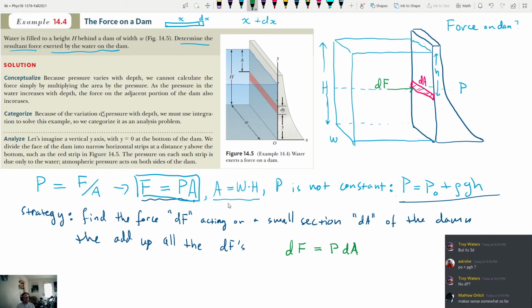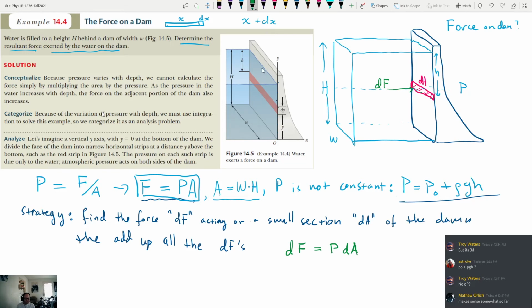Yeah, no dP, why not? Well, the reason is that all along this particular strip, dA, the pressure is constant, right? Even though the pressure changes with height, all along that strip, because I made a lateral or horizontal strip, the pressure is constant along the strip. Does that make sense, Troy? The pressure is the same all along the strip.